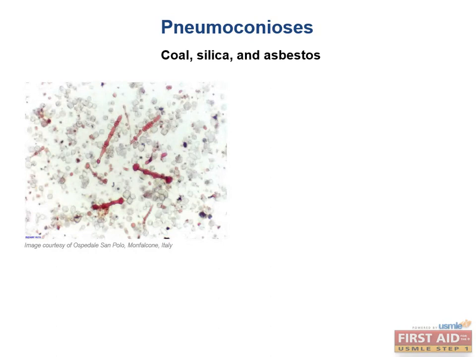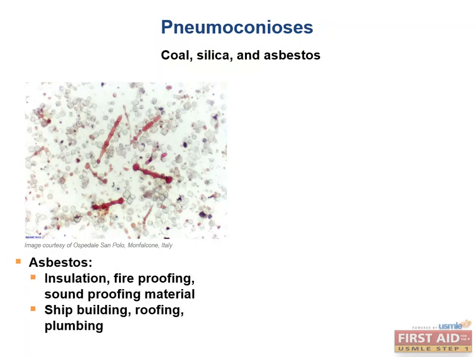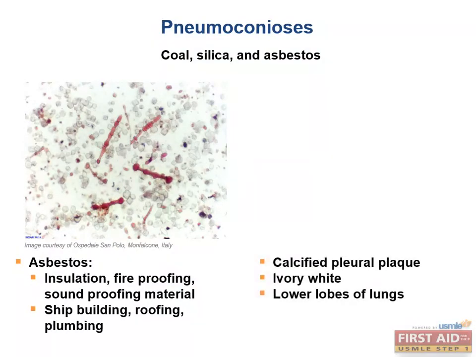Well, it's a silicate mineral that was used for a lot of things, including insulation, fireproofing, and soundproofing. Therefore, you typically saw exposure in industries like shipbuilding, roofing, and plumbing. Unfortunately, exposure classically causes calcified pleural plaques which appear ivory white. In particular, the straight fibers are more carcinogenic than the curved ones.